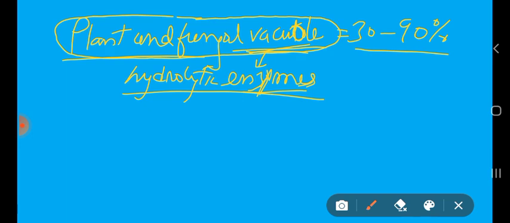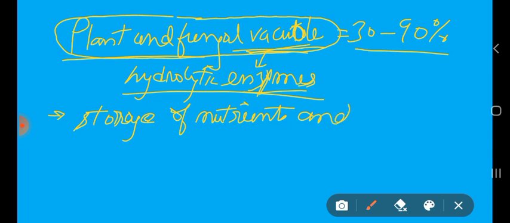What are the other functions? Like the first function is storage of nutrients and waste products. So the first function is storage. Okay, storage of nutrients and waste products like your proteins, like some plants, they store anthocyanin, rubber, etc.